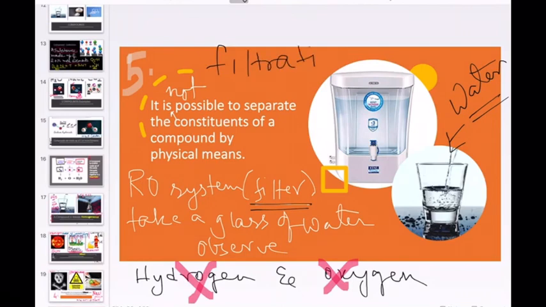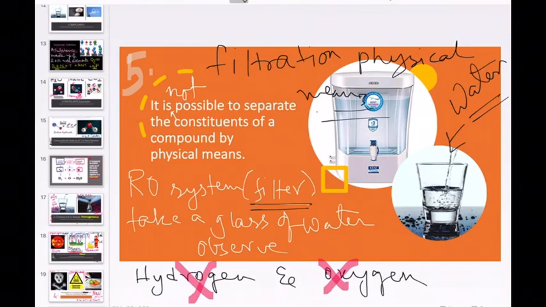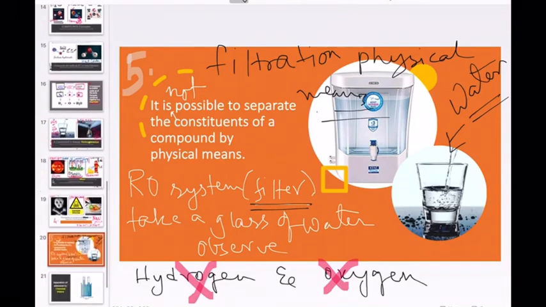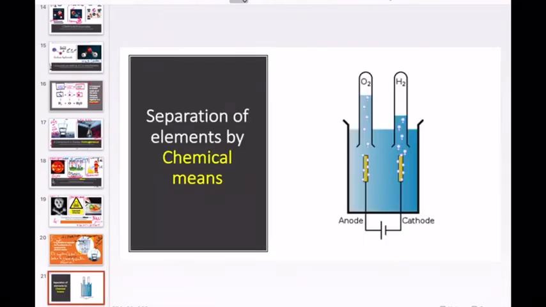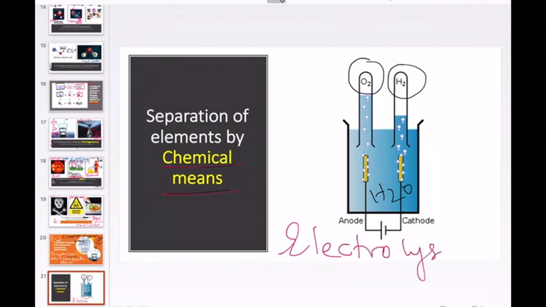So filtration is a physical method, right? A physical means. And with this physical means, it is not possible to separate the elements from its compound. So to do that, you need chemical means. If you want to separate hydrogen and oxygen from water, then you need a chemical means. What is that chemical means? This chemical means is called electrolysis.